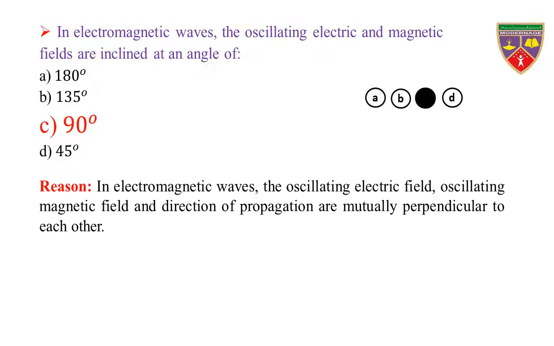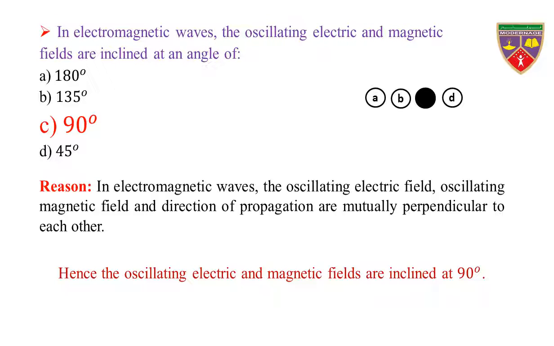Reason: in electromagnetic waves, the oscillating electric field, magnetic field, and direction of propagation are mutually perpendicular to each other. Hence, the oscillating electric and magnetic fields are inclined at 90 degree.